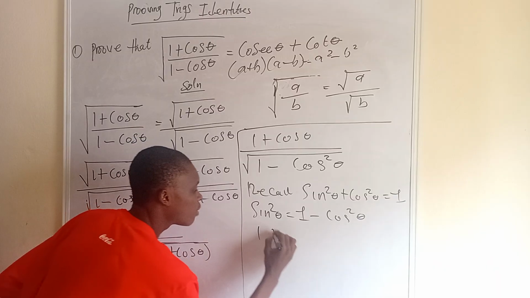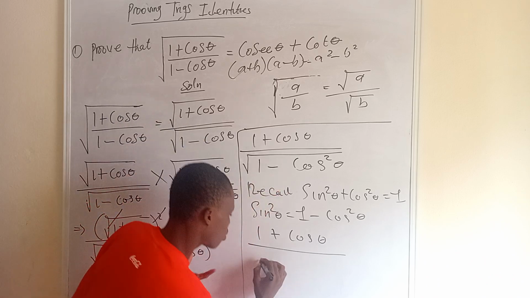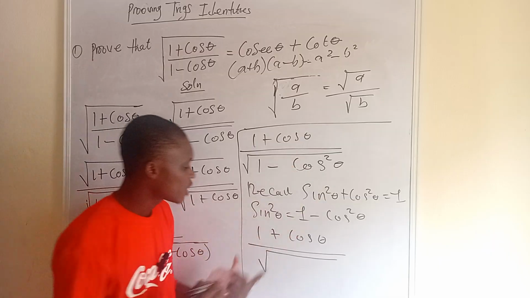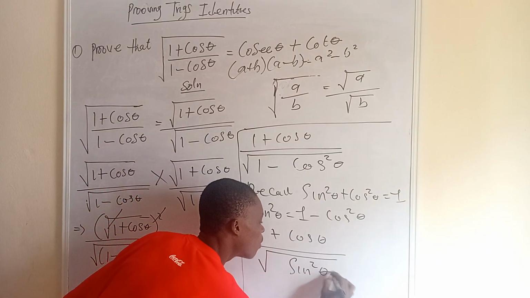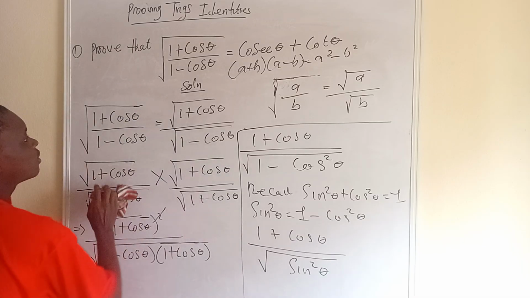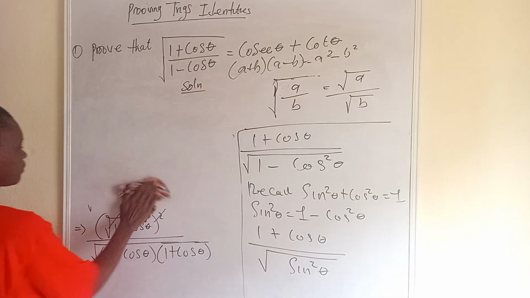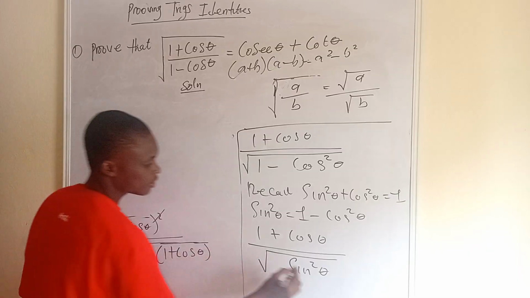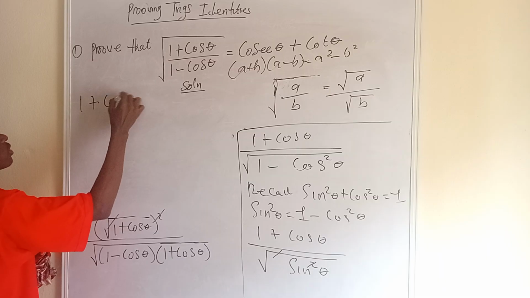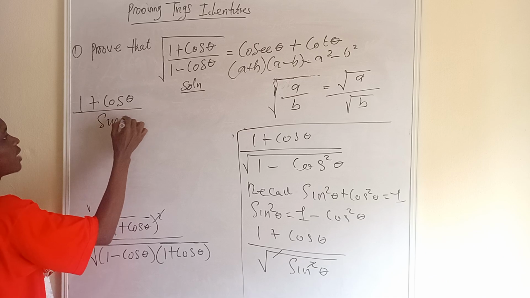So from here, you can say this is 1 plus cos theta all divided by the square root. Wherever we see 1 minus cos square theta, we have to put sin square theta. So this is sin square theta. All right. Let's finish this. So from here, clearly we know that the square root and the square can cancel out. So what do we have? 1 plus cos theta all over sin theta.